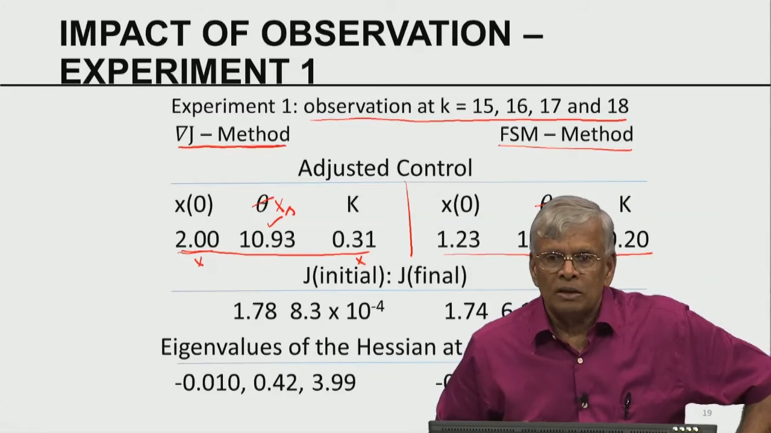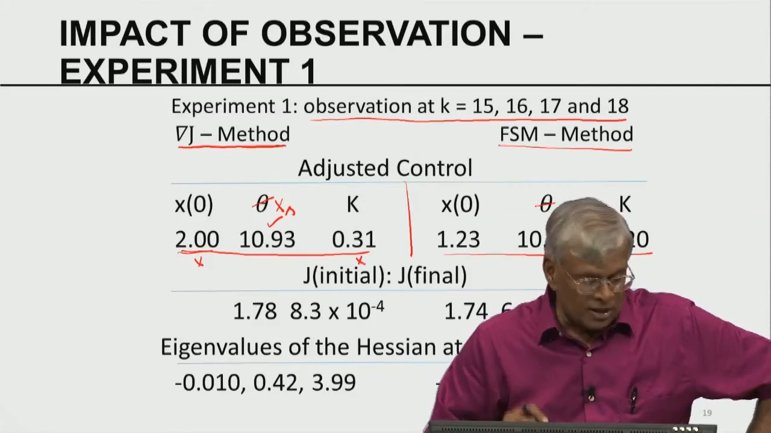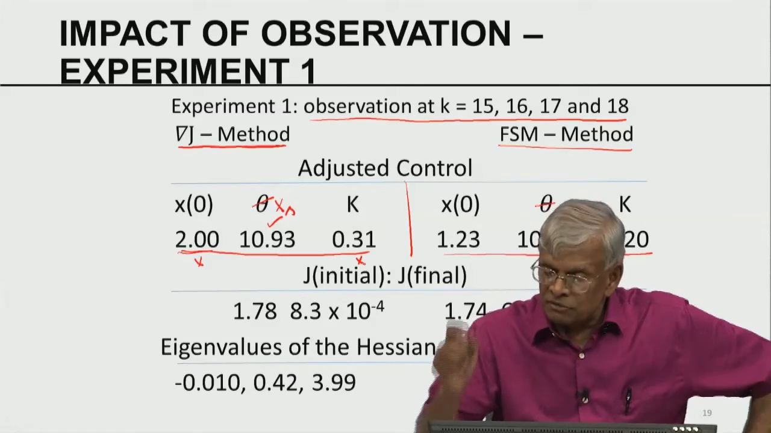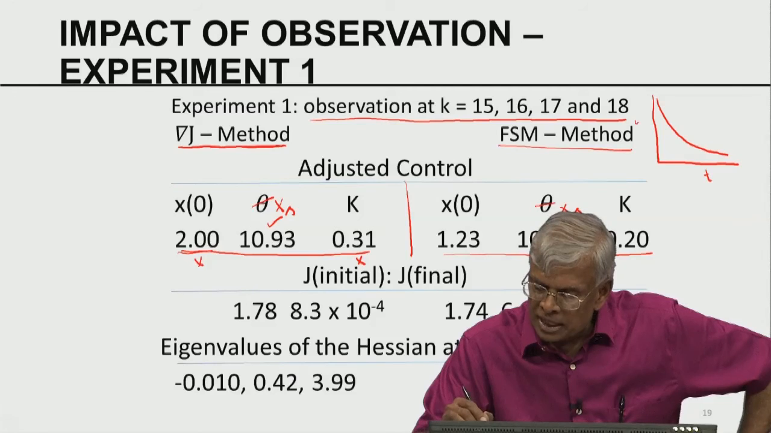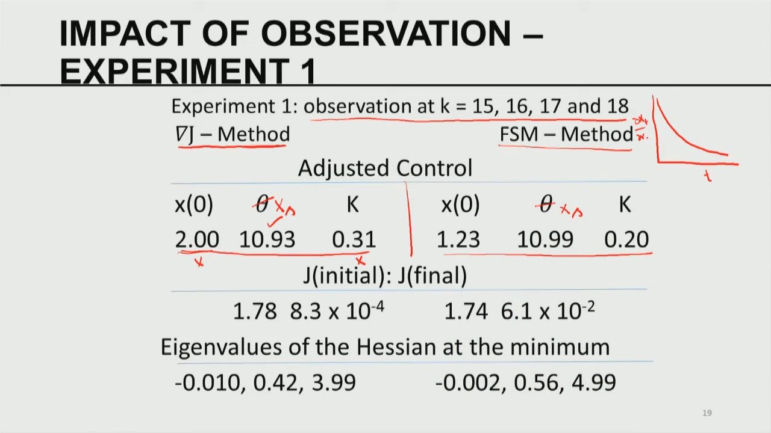You may ask why this happens. If you look at the sensitivity functions as we plotted in the previous one, the sensitivity with respect to the initial condition comes down. This is T, this is delta X_T divided by delta X naught. The sensitivity with respect to the parameter X_S goes like this. The sensitivity with respect to, this is again T, this is sensitivity with respect to the parameter K, it went up and came down. So 15, 16, 17, 18 are the times at which I collect the observations, 15 is here and so on.